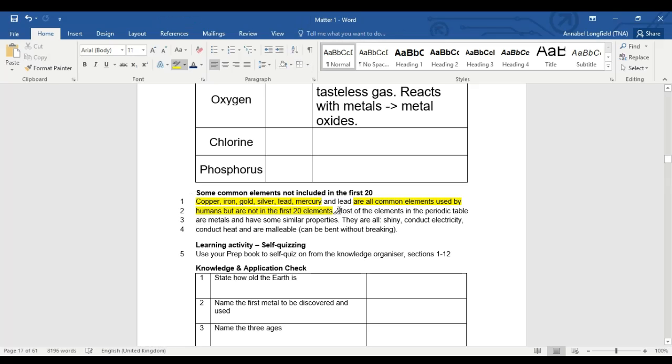So most of the elements in the periodic table are metals and have some similar properties. Okay, so properties of metals are the fact that they are shiny, they conduct electricity, conduct heat, and are malleable, so they can be bent without breaking. Okay, so we are going to have a look more about the different properties of metals compared to non-metals. Okay, but that is a brief overview.